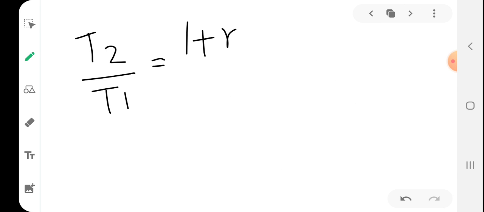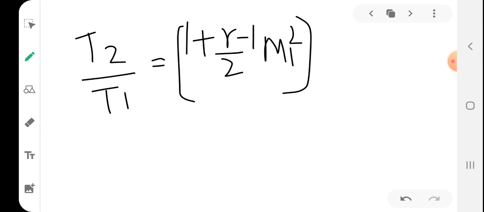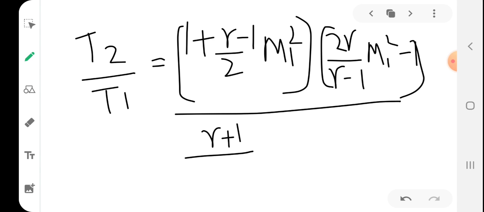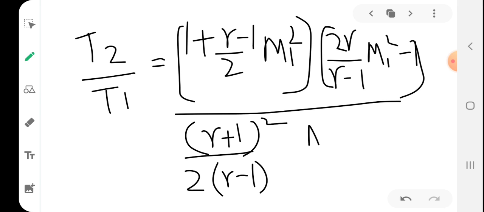1 plus gamma minus 1 by 2 M1 square into 2 gamma by gamma minus 1 M1 square minus 1, divided by gamma plus 1 by 2 gamma minus 1 square M1 square. So this is the equation for temperature ratio across the normal shock.